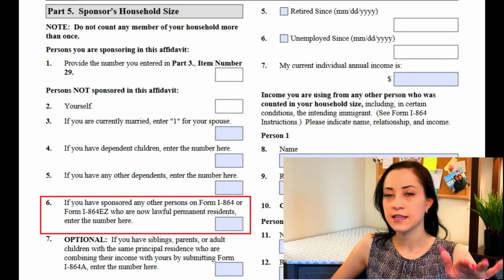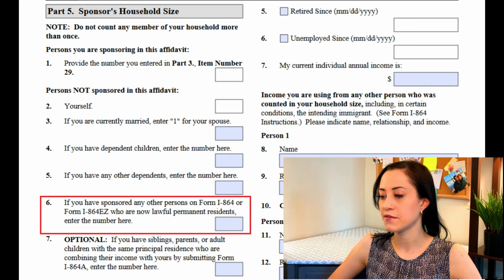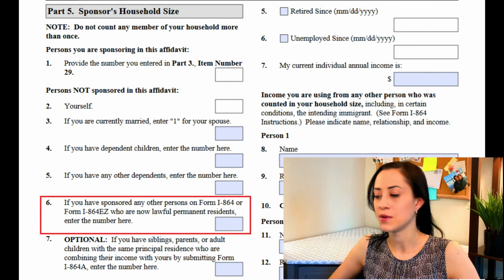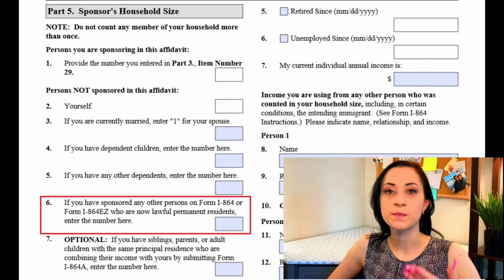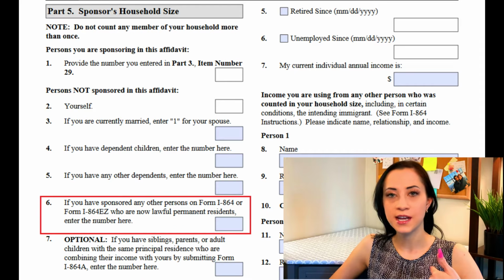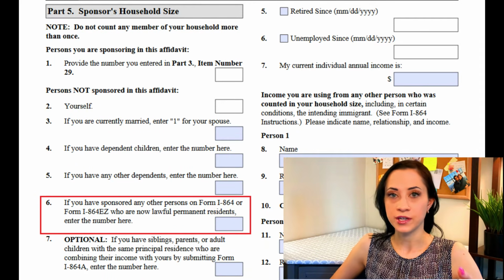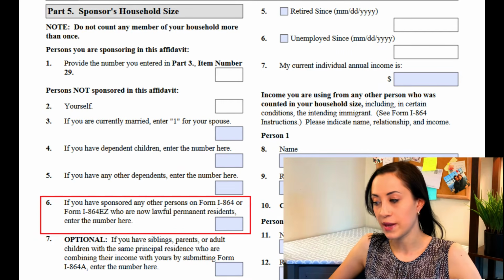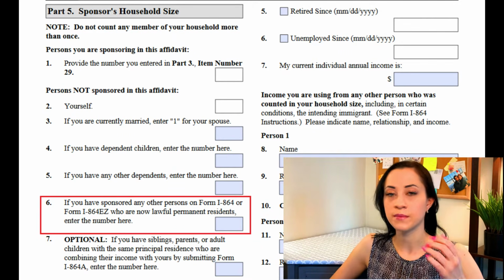Number 6, this can be tricky too. It says, if you have sponsored any other persons on form I-864 or I-864EZ who are now lawful permanent residents, enter the number here. So for example, you are a US citizen, your spouse immigrated here some time ago, and now they have a green card. But now you decide to also petition for your parents, for example, or your sibling.